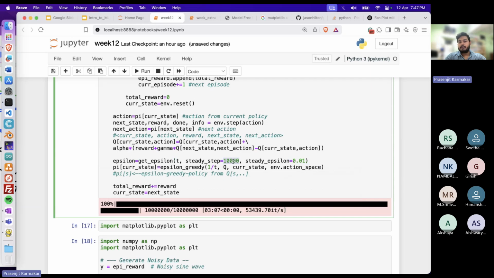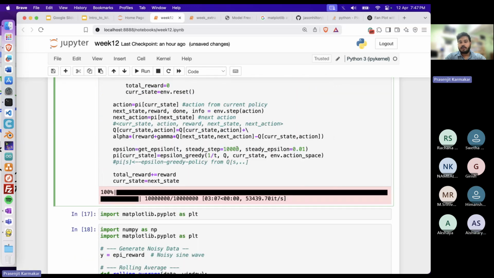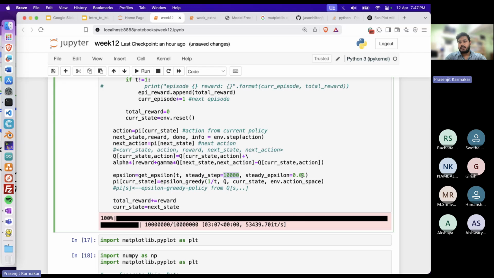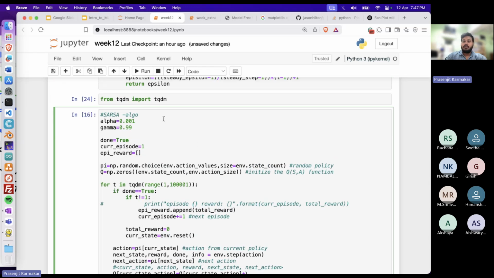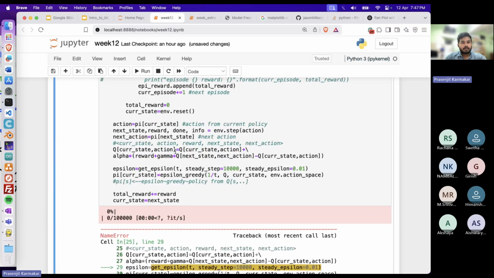So I am exploring till 10,000 steps, and instead of interacting for 1 crore, let's interact for 1 lakh. So I'm exploring for 10,000, and then for the 90,000 steps I'm exploiting, steadily at 0.01. Now let's see how quickly it is done. What is the error? Epsilon is not defined.